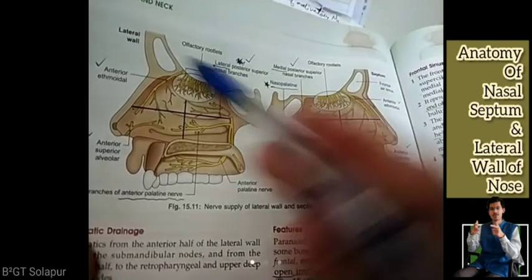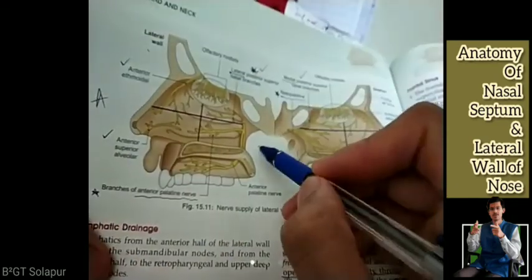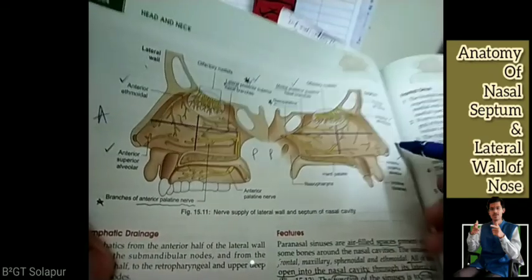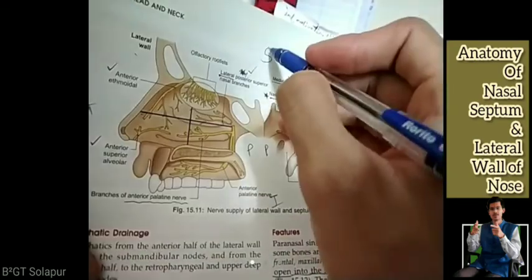Now this is the lateral wall. This is the septum. Again, this is the anterior, this is the posterior, and this is the anterior. This is superior, and this is inferior. Now you need to understand.